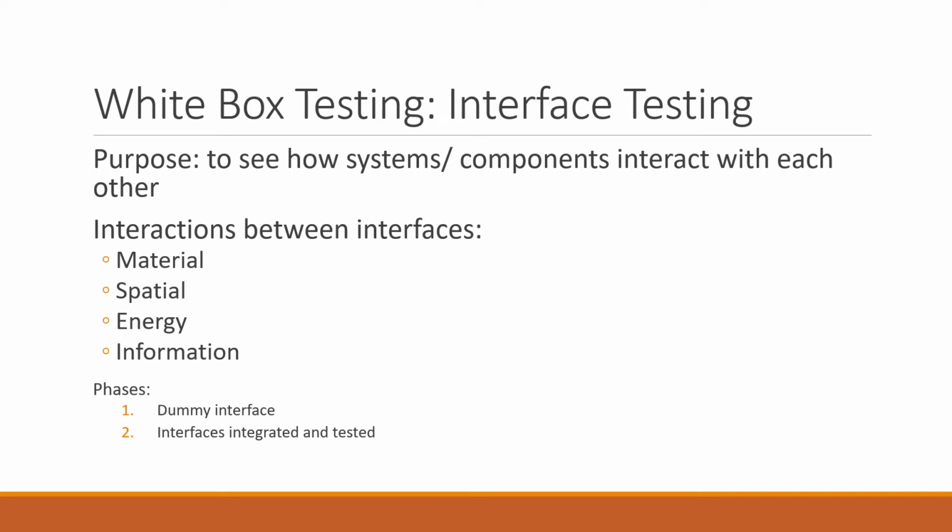Information is considered a very important test for complex systems. There are different classes considered for information testing, including hardware-hardware, hardware-software, software-software, and human-system.